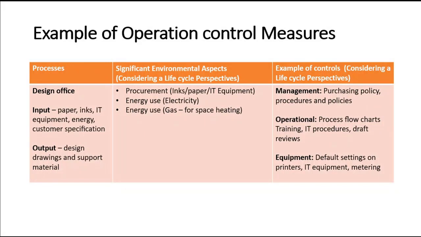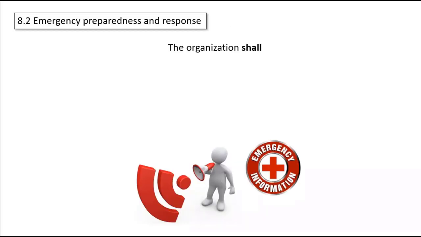So how do you want to control? First, you can go on the management perspective by having the policy, or you can go to the operational perspective by the flow chart, or on the equipment perspective, the default setting on the printer, for example. So this is how the operational control measure can take place in the workplace, or inside the industry.